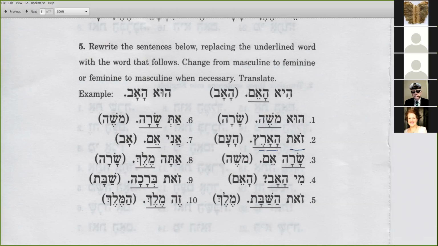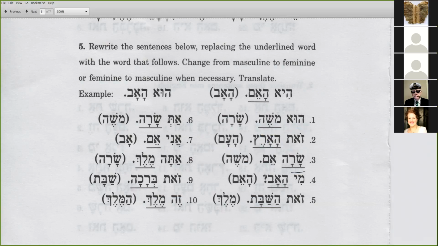"Zot ha'aretz." This is the land. Now, notice this here. Remember, there's two forms of this. The one connected to land is feminine. So what happens if this gets changed to this? Who can pronounce it? "Zeh." "Zeh." Very good. That's right. Okay, so that's what we're doing here.